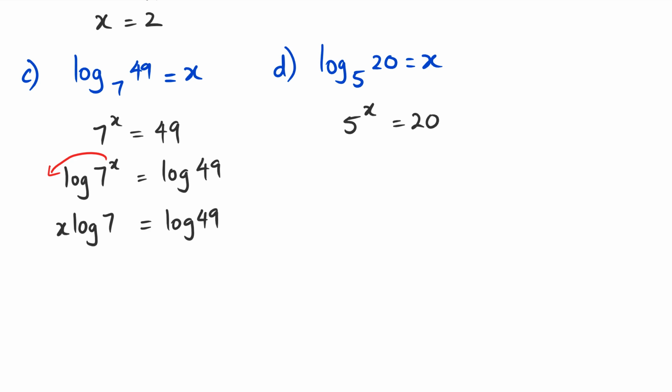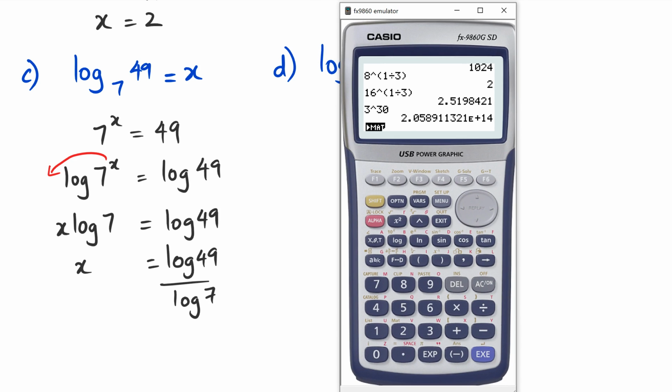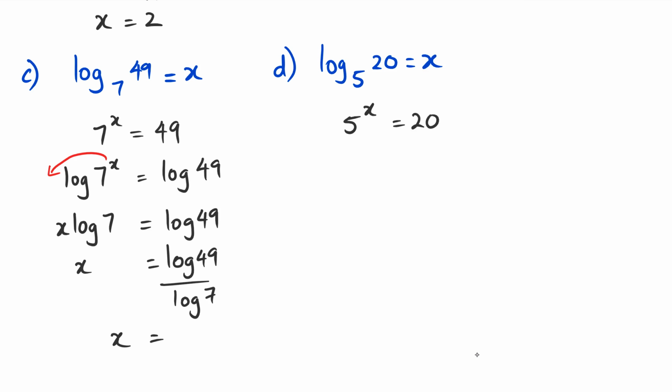And then you want to find x by itself. So I'm going to rewrite this as x is equal to log 49 divided by log 7. And that's basically it. So if you go to your calculator, your log button is just underneath the x squared button. It's right there, the log button. So you click on log 49 divided by log 7. And that's it. Your answer is 2. x is equal to 2.